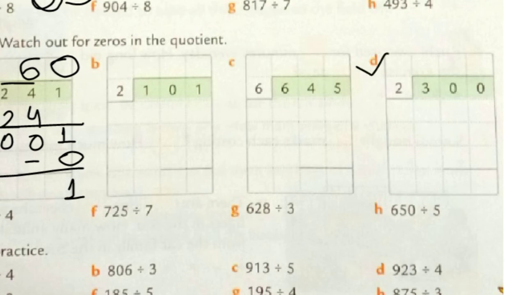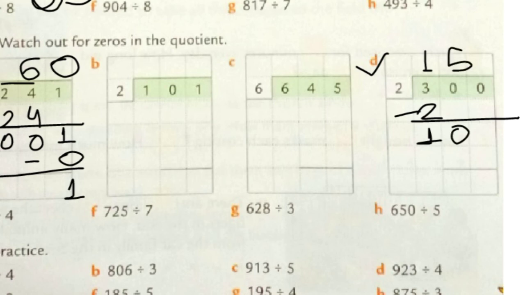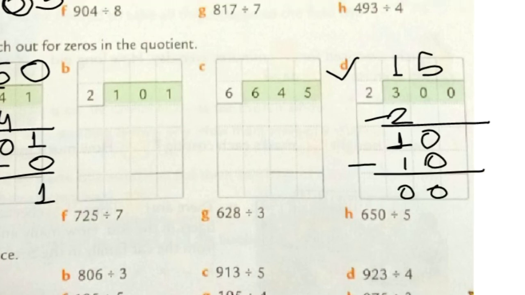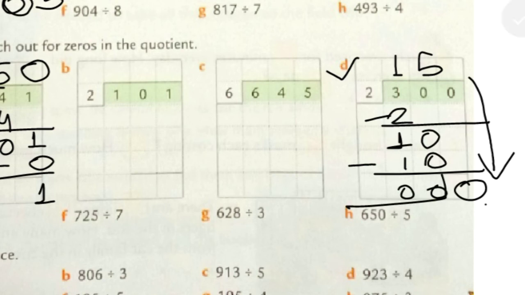This one, D. 2 ones are 2, minus this one. This 0 will come down. Now it is 10. 2 5s are 10. So as we finish 2 5s are 10, this 0 will come down. So we don't have to leave it here. Remember, this 0 came from this side, okay? These two are different, but this 0 came from up.